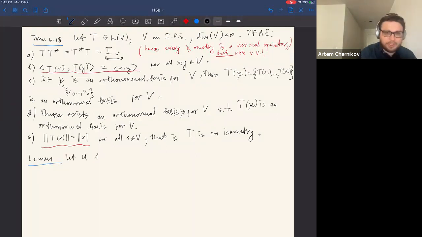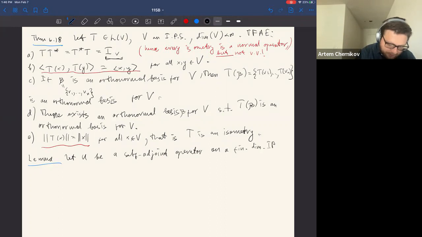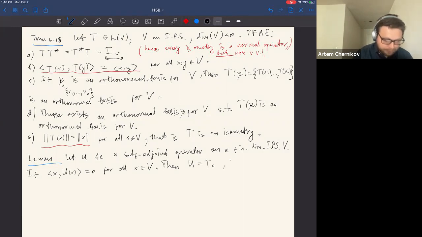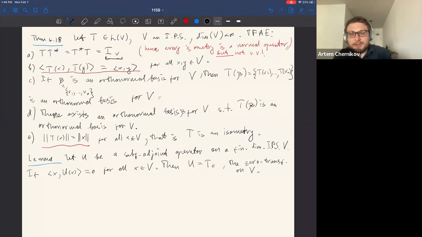Let U be a self-adjoint operator in a finite dimensional inner product space V, and assume that it satisfies the following: the inner product of X with U of X is equal to 0 for all X in V. Then we conclude that U is the zero linear transformation, so U is equal to T0, which as usual means T0 is the linear transformation that takes every vector in V and sends it to 0.